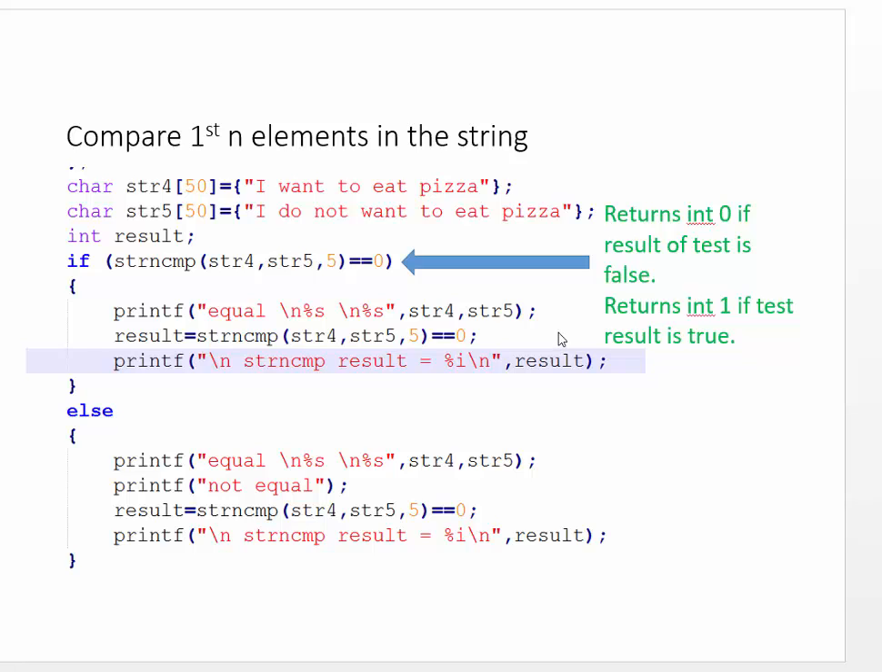And then this just lets me print whether they're equal or not equal. So if you do a test, if always returns a true or false, but false equates to an int 0 and true equates to an int 1.